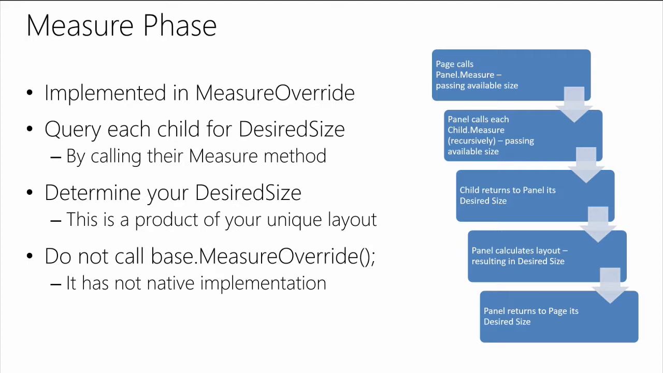All right. So your panel just had its measure called, and that is basically saying to it, tell me how big you need to be. And a panel has no idea how big it's supposed to be until it asks all of its children and figures it out from there. Yes. So recursively, it will loop through all of its children, asking each of them to measure, which will then call their children.